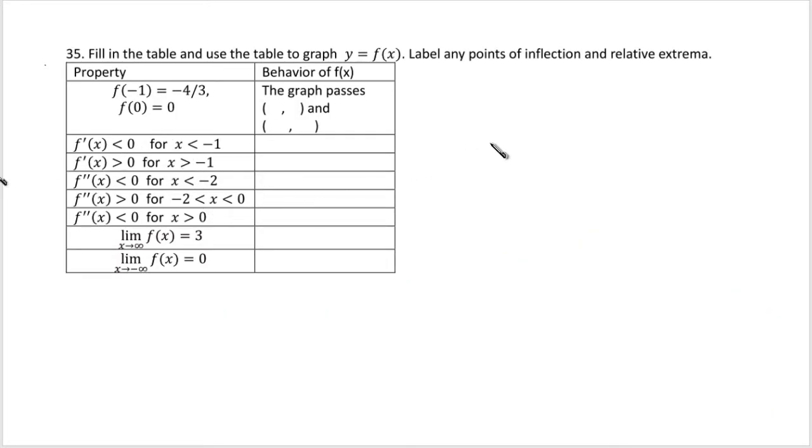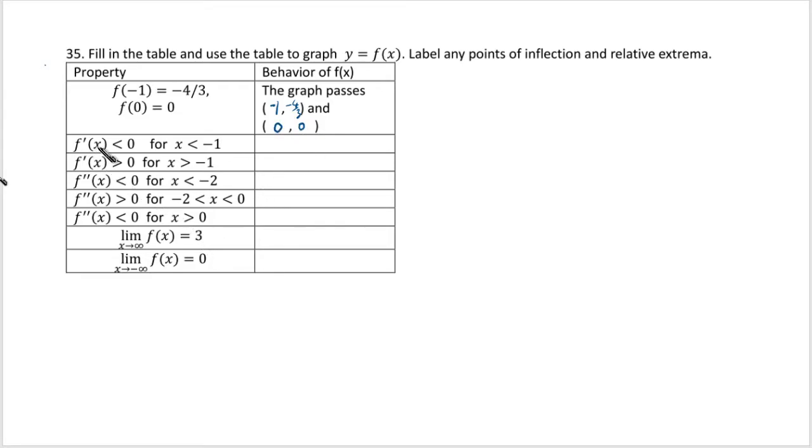Okay, next question. Fill in the table and use the table to graph y equals f of x. Label any points of inflection and relative extrema. Alright, first, if f of -1 is -4/3, that means the graph passes through (-1, -4/3). If f of 0 is 0, then the graph passes through (0, 0).